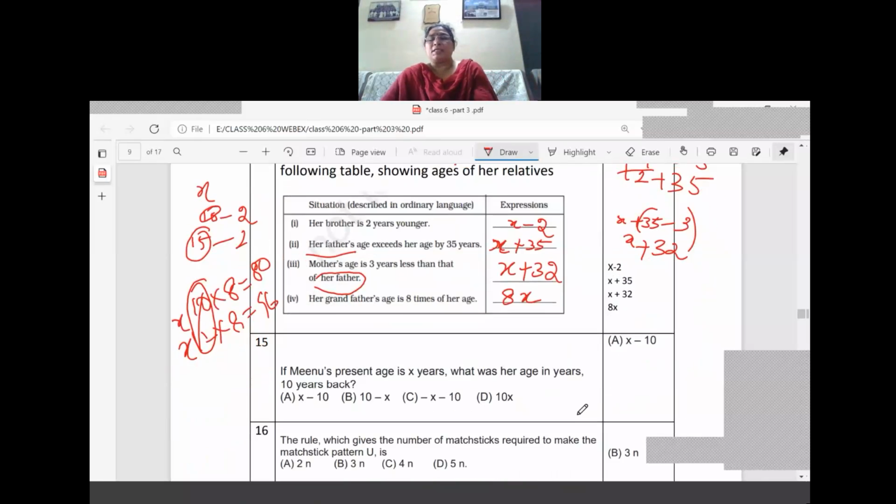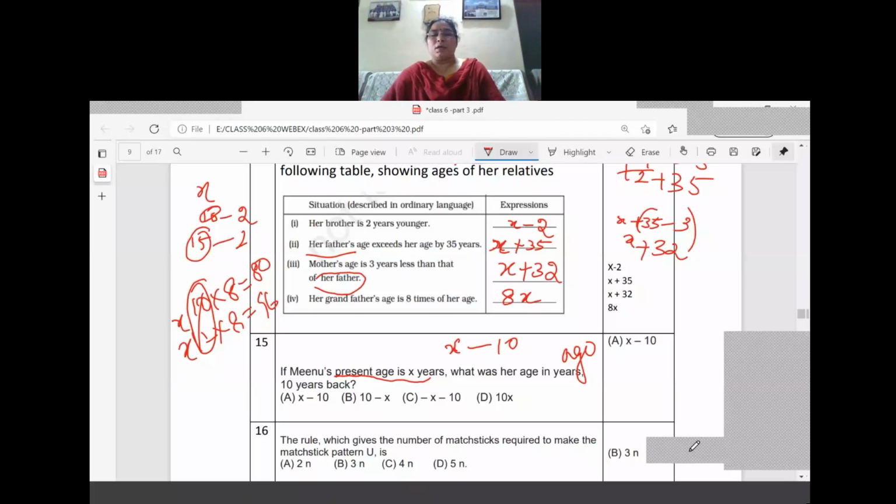Now, Meenu's age is X years. What was her age 10 years ago? Now present age is X. So from X we should subtract 10. So X minus 10. 10 years ago it is asked, before. Now if you are 10, then 10 minus 10 is 0. That means your birth has not taken place, right? That is the thing. Otherwise birthday only it is. Like that we can think. Now your age is 12. So what will happen? 10 years back means you will be only 2 years old. So we are getting the formula X minus 10 here.